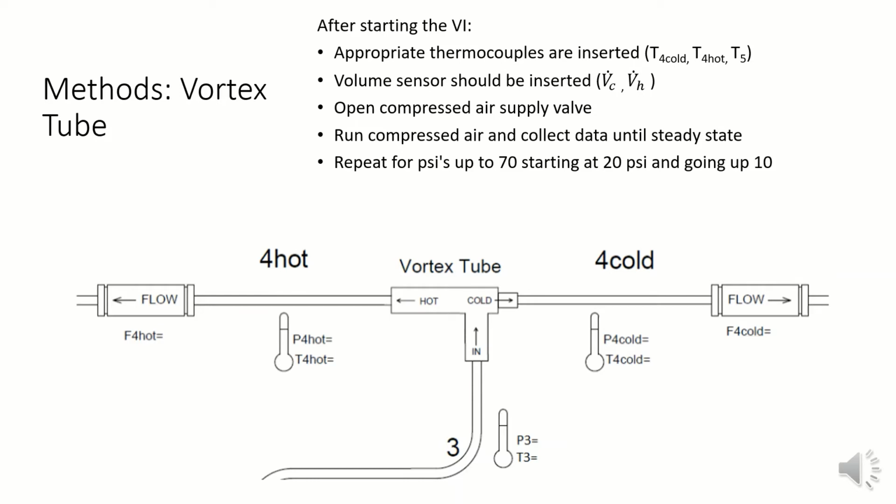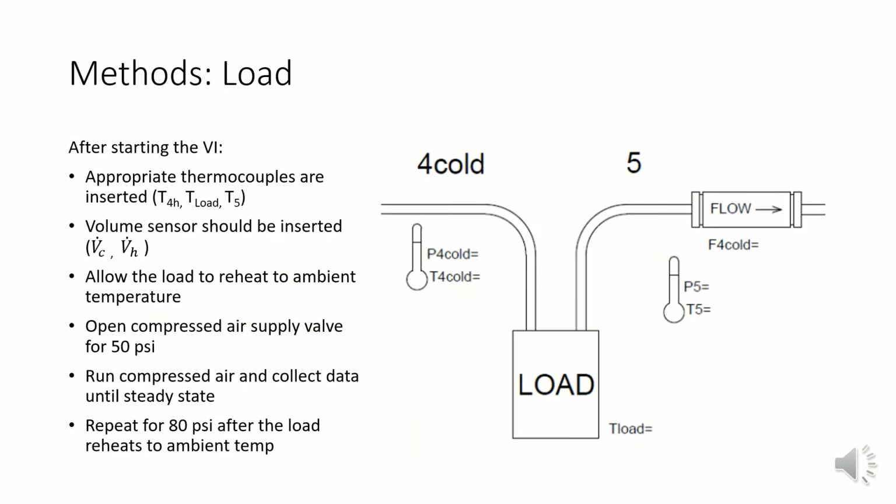After deploying the LabVIEW VI, make sure that the correct thermocouples needed for vortex tube analysis are connected. These thermocouples measure the temperature of the hot air coming from the vortex tube, the cold air leaving the vortex tube, and the temperature of the air leaving the load. Also, volume flow sensors are needed to measure the flow of cold and hot air from the vortex tube. Collect data starting from 20 psi to 70 psi in increments of 10 by opening the air supply valve and running the VI. Continue data collection until steady state is reached.